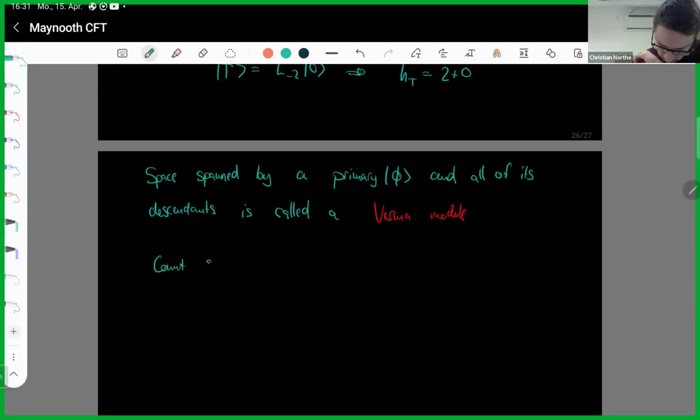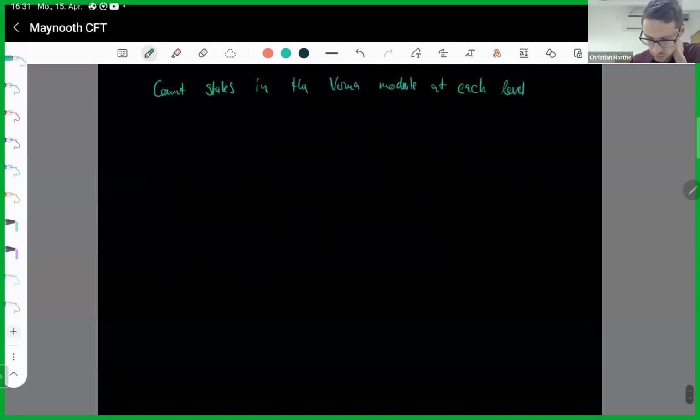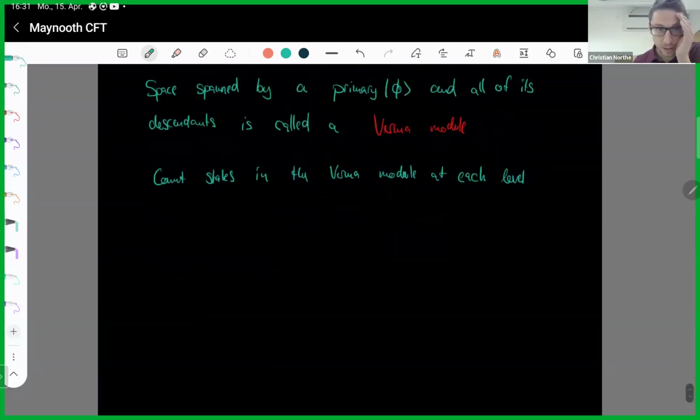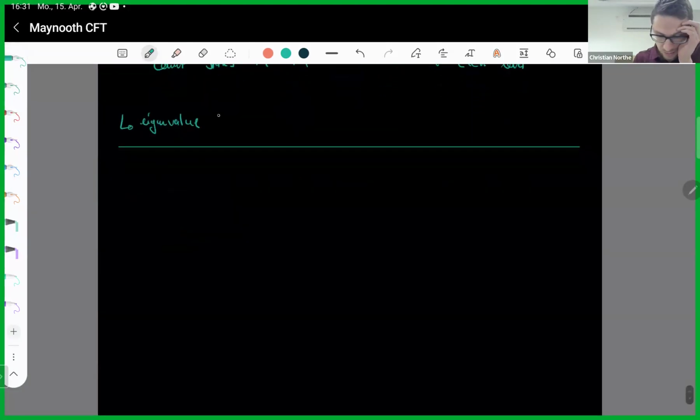Count states in the Verma module at each level. So let's do that. I'm going to do a small table. Well, it's not going to be super duper small, so it's going to consume space, but it's not like it's going to have a tremendous amount of information.